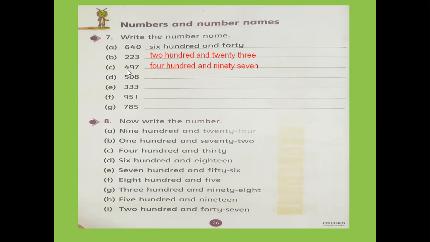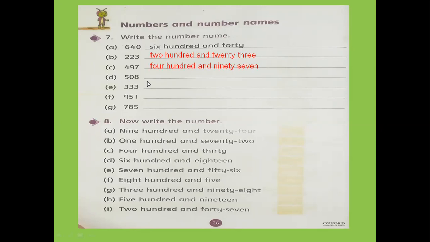In numbers, 497, and in number name, four hundred and ninety-seven. Okay, not 97. Some boys wrote it wrongly. And after 9, you also write E. Some boys write the spelling N-I-N-T-Y. No, N-I-N-E-T-Y. Ninety-seven. Okay. D part, 508 means 508.